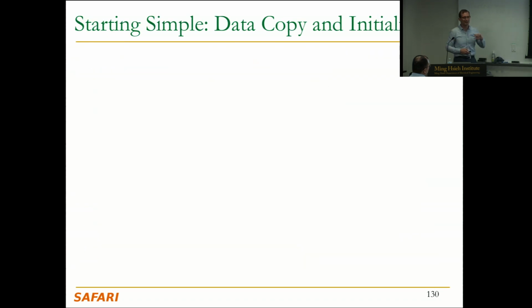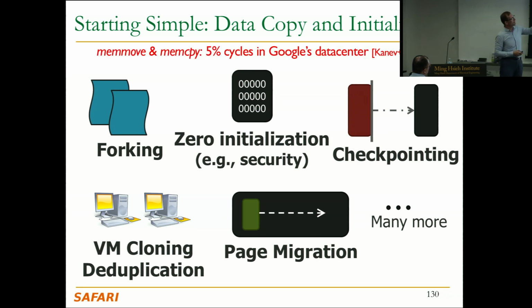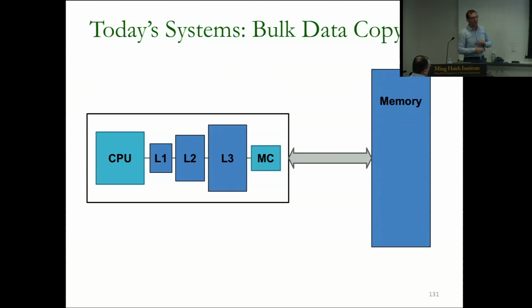Let's start simple. Let's not even talk about computation, but talk about data copy and initialization. Data copy and initialization is used in many applications today. It's a fundamental primitive, I think. And Google, in the paper that I mentioned earlier, showed that 5% of their cycles in the data center are spent in these two system calls, not even general data movement, just memmove and memcpy. They call this part of the data center tax. So how do we do data movement and initialization today? Initialization is a special case of data movement.